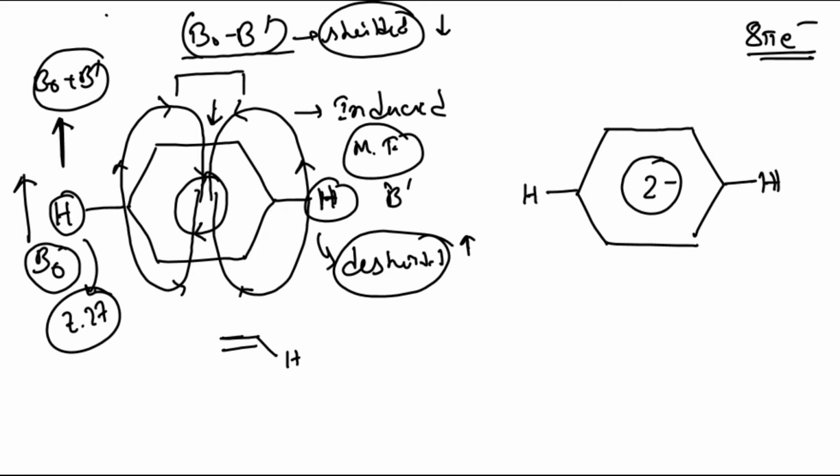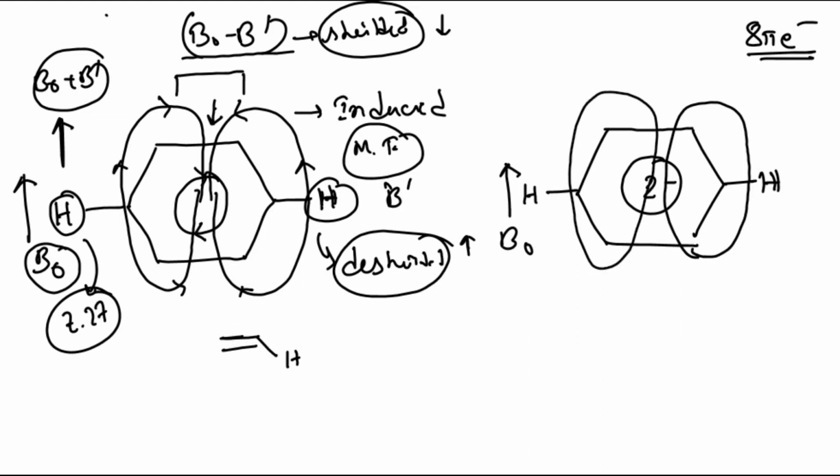The applied magnetic field is, as previously, in this direction. But here is a different phenomenon: the induced magnetic field for this anti-aromatic compound will be somewhat different. The shape or nature of the magnetic field will be similar, but what is changed is the direction. So its direction will be like this.